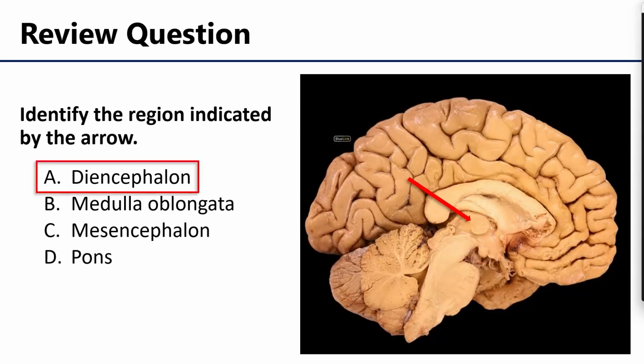All right, the correct answer here is A, the diencephalon. And we can tell this is the diencephalon by identifying other structures around it. So here we've got the cerebral cortex, and just deep to that is the corpus callosum. Immediately deep to that then is going to be the diencephalon, sitting superior to the midbrain and pons.